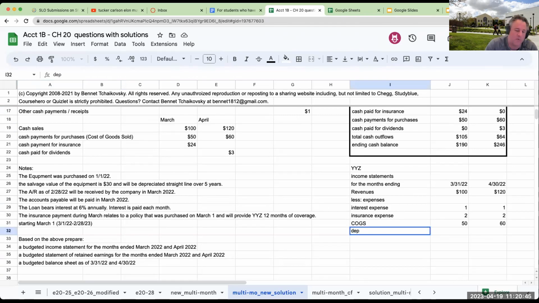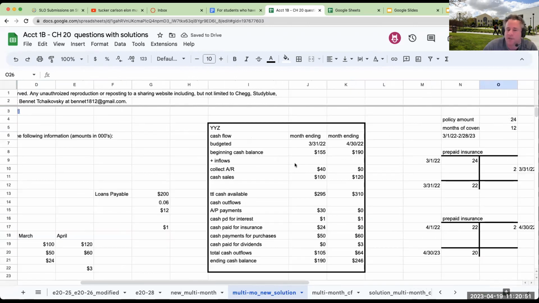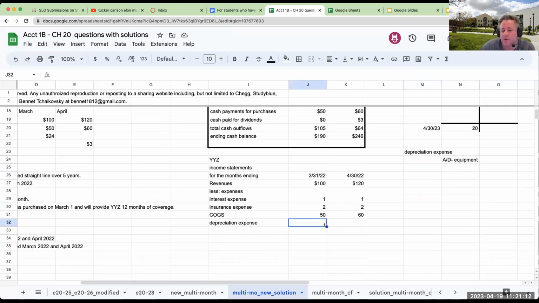Now, what's really important to remember is that when I'm recording depreciation expense, it's not going to show up here on the cash flow. Why not? Because when I record depreciation expense, I'm debiting depreciation expense and I'm crediting accumulated depreciation on equipment. Does it involve cash at all? So it's not going to show up on this. If I purchased equipment and it's showing up here, it's going to show as a big lump sum amount, but that's not what I record on my income statement.